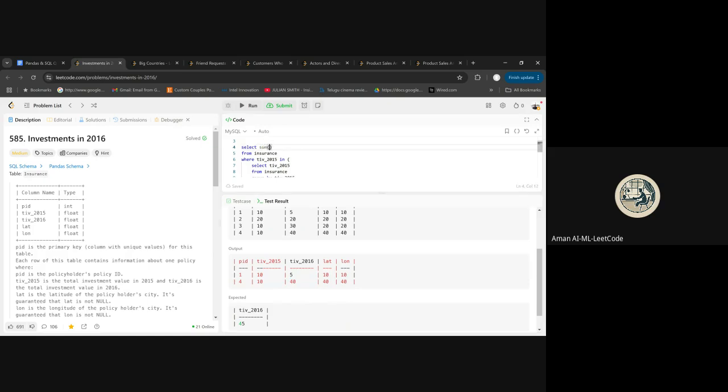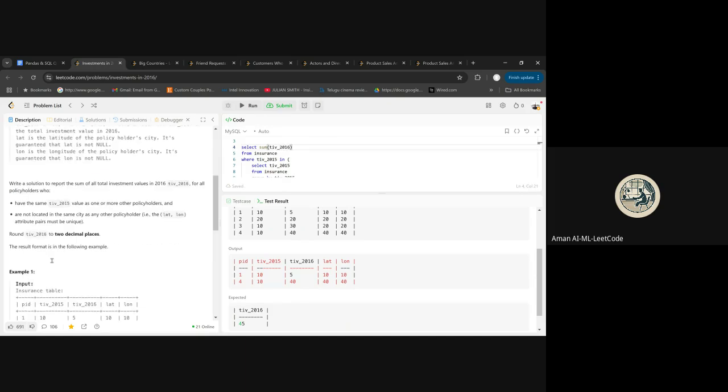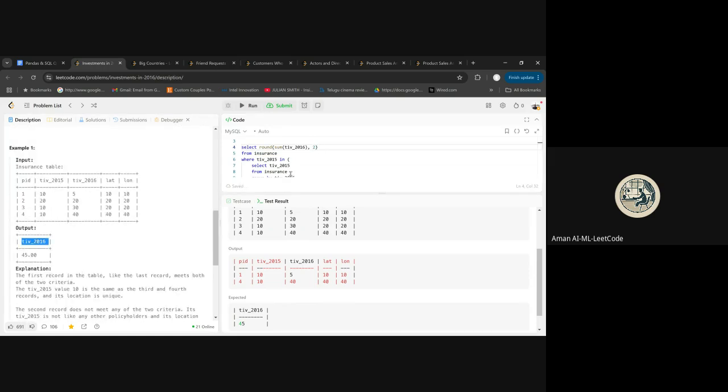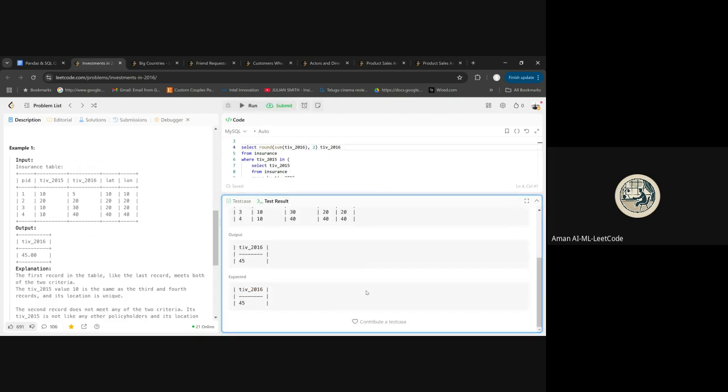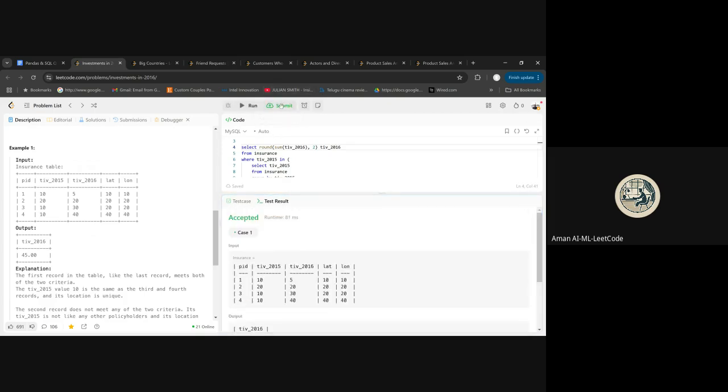Sum of TIV 2016, and we want this to be up to 2 decimal points. Okay, so round function से हमें up to 2 decimal points मिल जाएगा. Round 2. Okay, and we have to name it as 2016 here, like this. Good. So condition समझ के solution लिखना.